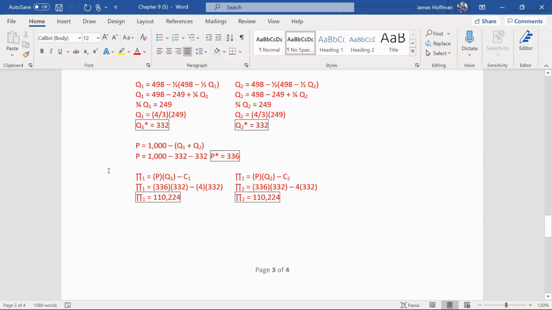Alright, so we may have done it right so far, and the next step is to find the market price. Here's the demand curve, 1000 minus Q1 plus Q2. Plug in both of our Q stars. Q equals 1000 minus 332 minus 332, which gives us the market price of 336.